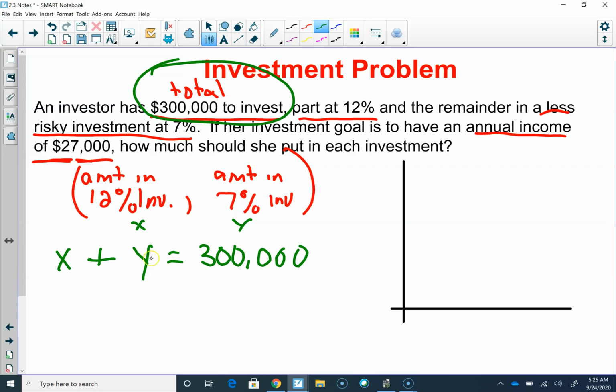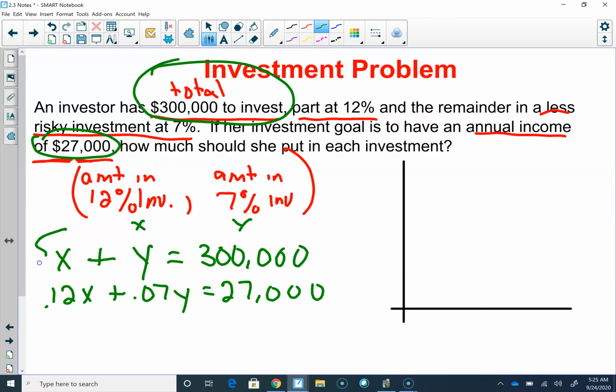So this has to do with the amount. This has to do with what I'm going to make, the annual income. So if I make 12%, I'm going to change that to a decimal, of the X amount, however much. I could put 100,000 and 200,000, or I could put 150,000, 150,000. I don't know what these are. But however much I put in my X, I'm going to make 12% on it, plus however much I put in my Y, I'm going to make 7%. So 7% of whatever I put in my Y. And that's going to give me my total profit of $27,000.